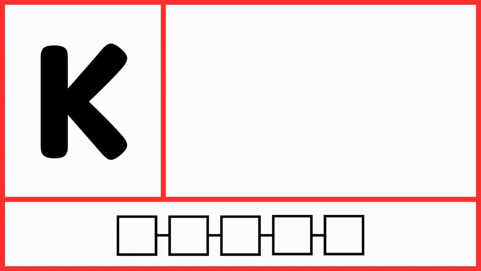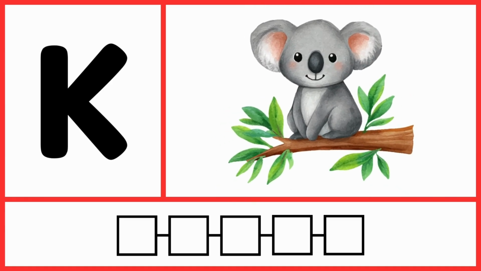K. K is for koala. Let's spell it. K, O, A, L, A. K is for koala.